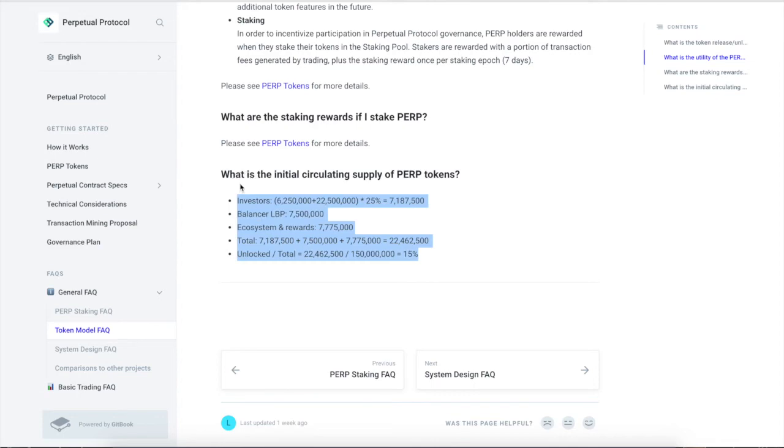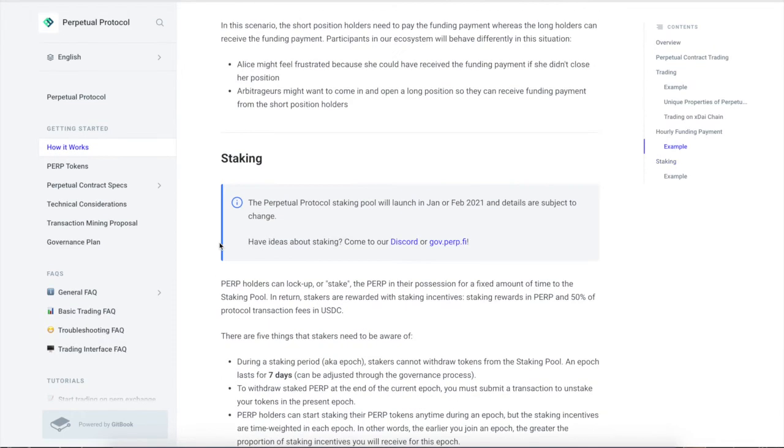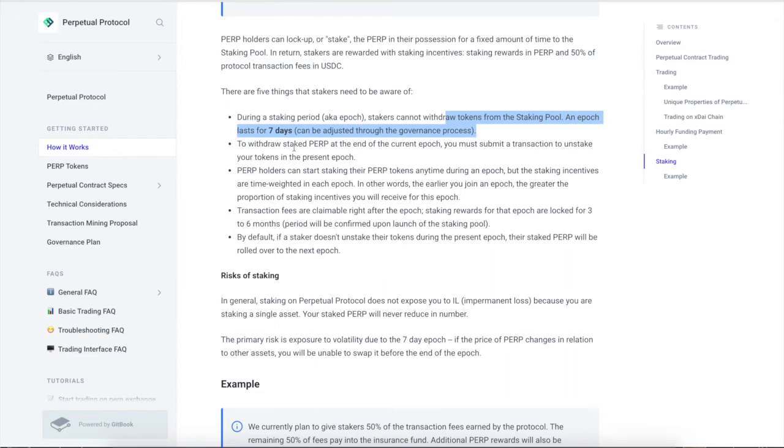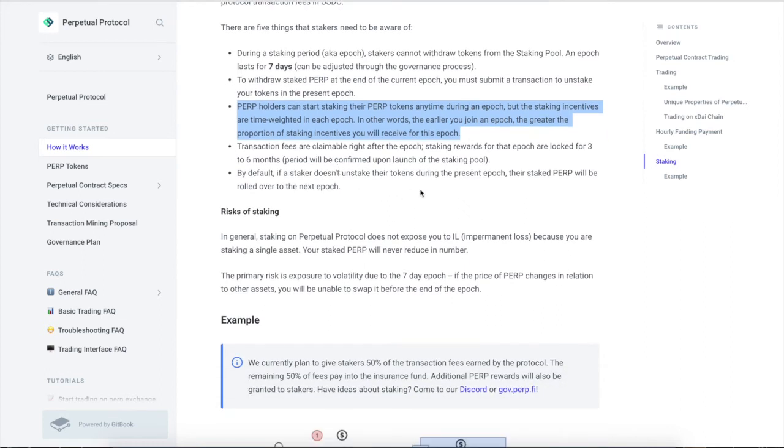And you guys can see the initial circulating supply of perp tokens with the breakdown. We already explained this a bit, but I'll go ahead and go over it again. Here are the 5 things stakers need to be aware of. An epoch lasts 7 days. To withdraw the perp at the end of the current epoch, you must submit a transaction to unstake your tokens in the present. Perp stakers can start staking the perp tokens at any time during an epoch, but the staking incentives are time weighted. So if you go half the week, you'll get half. So it's obviously prorated. You don't just get a full week.